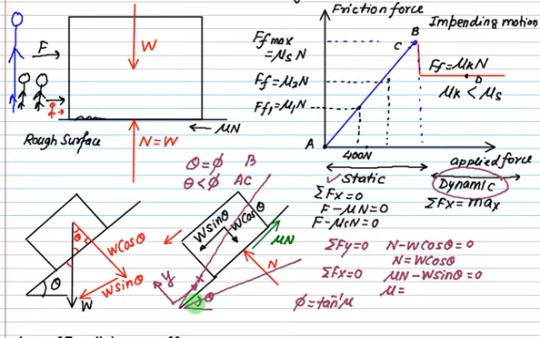If the angle is less than phi, then what will your body be? It will remain static. Agree or not agree? And if the angle is increased, theta is more than phi, then what will happen? The body will start in motion, and this represents the point D. This is how you can apply the friction equation.